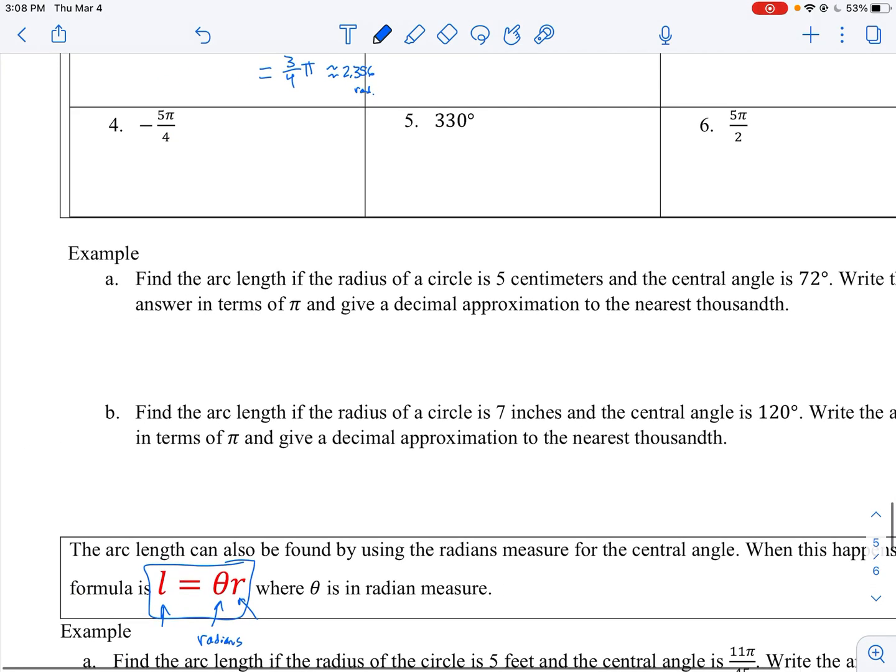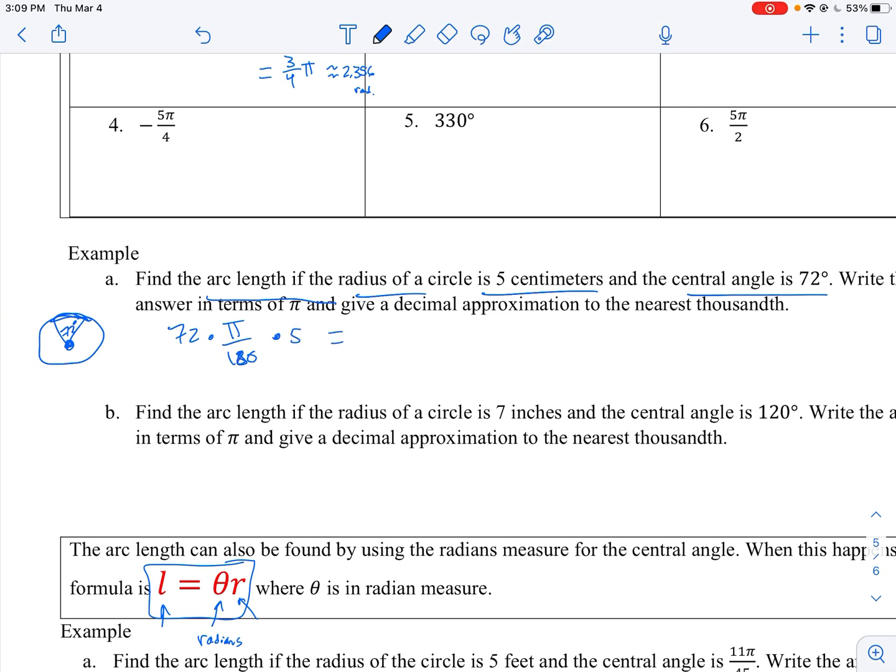Let's say I have this example. I want to find the arc length if the radius is 5 centimeters and the central angle is 72. Remember, a central angle in a circle is the same as the arc measure. So that's 72, and you're trying to find the arc length. You're going to convert it to radians, so you take 72 times pi over 180, and then you times that by the radius, which is 5 centimeters.